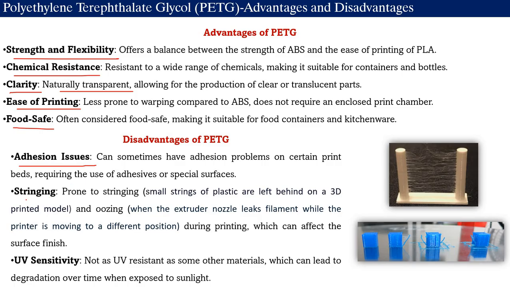Additional issues are there with this PETG. Stringing. What is stringing? Stringing means small strings of plastic are left behind on a 3D printed model. When you are printing, these types of threads are there. This is stringing. Another defect is oozing. Oozing means when the extruder nozzle leaks filament while the printer is moving to a different position. So when the nozzle is moving to another position, filament gets leaked. That is called oozing. And stringing means small strings of plastic are left behind. So these two defects are there while using this PETG.